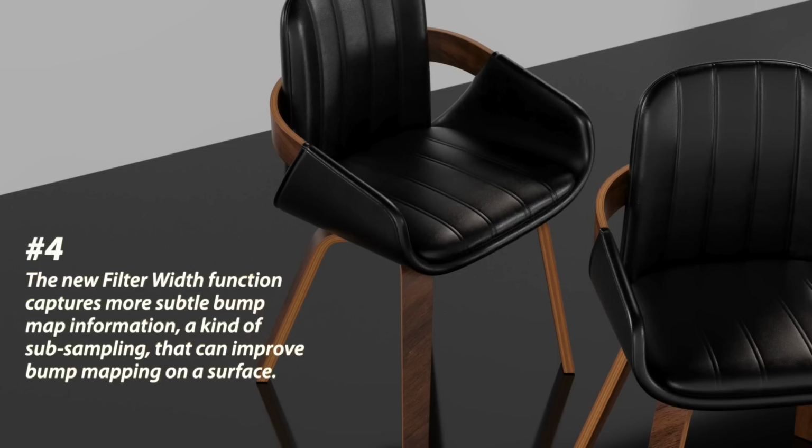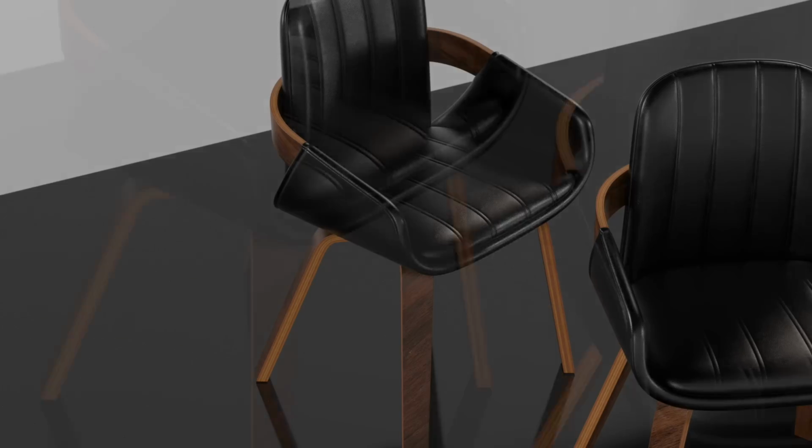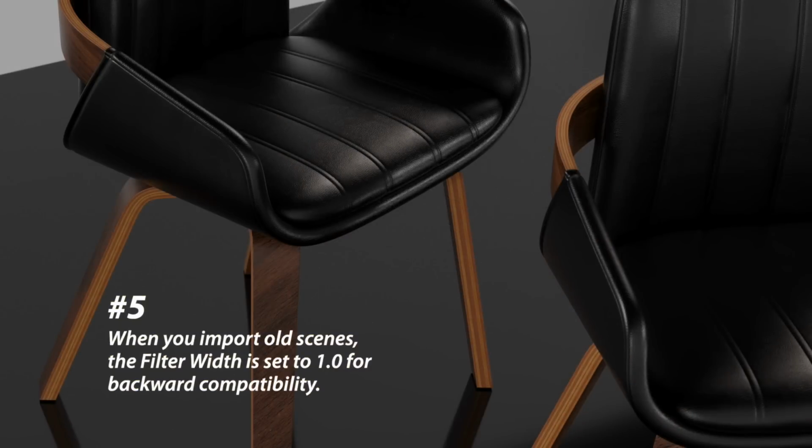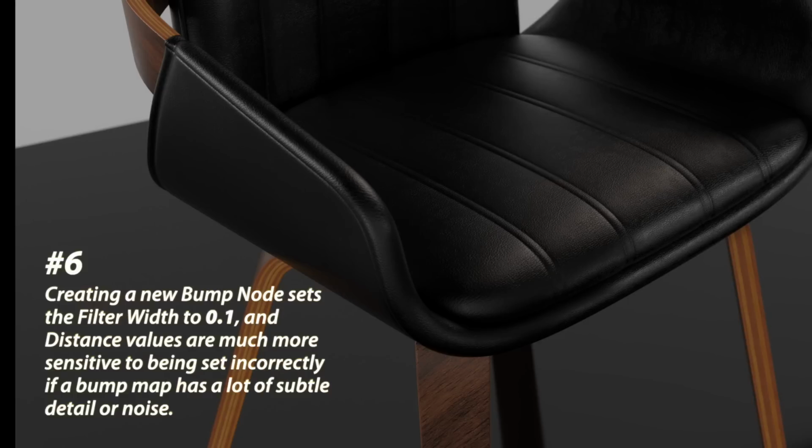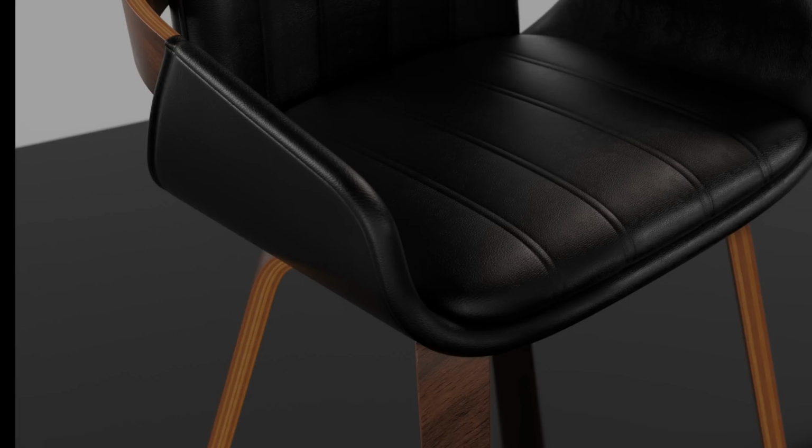Number 4. The new filter width function captures more subtle bump information, a kind of subsampling that can improve bump mapping on a surface. Number 5. When you import old scenes, the filter width is set to 1.0 for backward compatibility. Point 6. Creating a new bump node sets the filter width to 0.1, and distance values are much more sensitive to being set incorrectly if a bump map has a lot of subtle detail or noise.